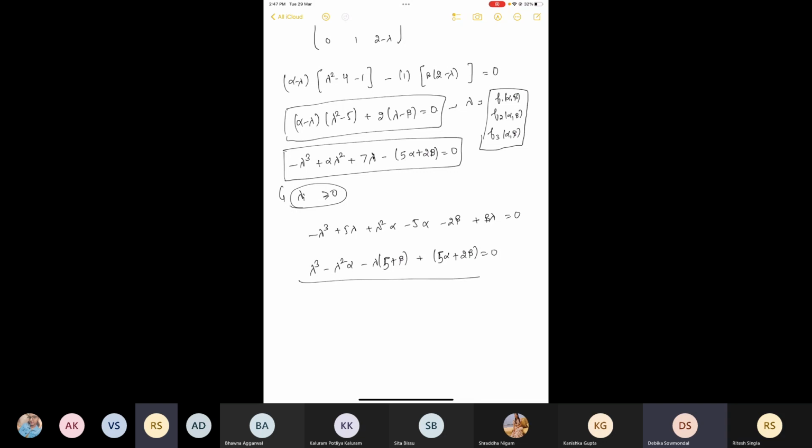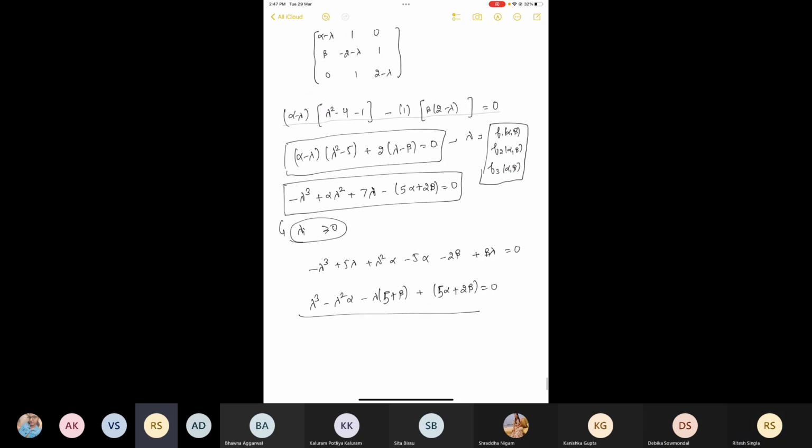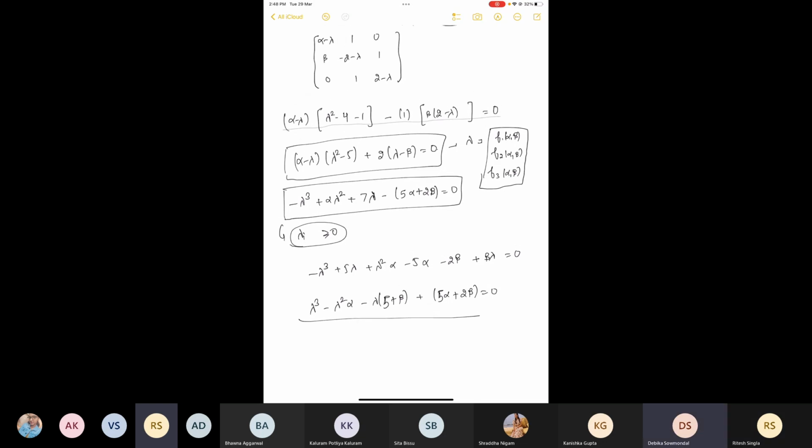Sir, 2 lambda. Where 2 lambda? Sir, not beta lambda, it's 2 lambda, no? No, it should be beta lambda, right? Beta into 2. This is the case, right? So 1 is common and then you have beta into 2 minus lambda. So 2 beta minus 2 lambda. Okay. So the first equation was right, right?